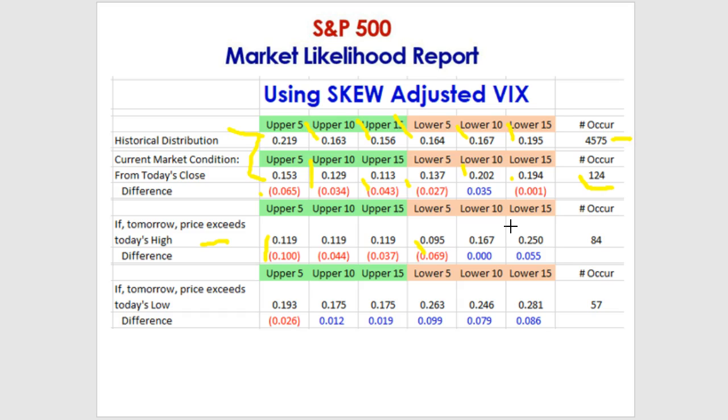Let's go now to the case where the low from Friday gets exceeded on Monday. Interesting how you then have kind of an explosion in volatility in general. There are 57 occurrences in that case. The upper 5 is struck less often by just a little bit, but all of the other bands are struck more often. In particular, the lower bands get struck quite a bit more often. So what we're seeing here is a bearish bias.